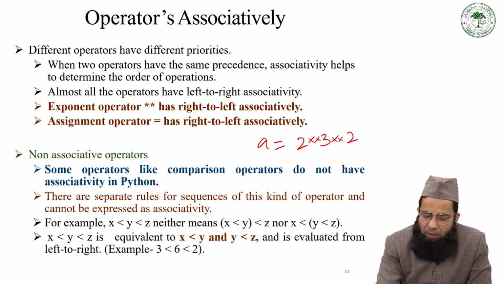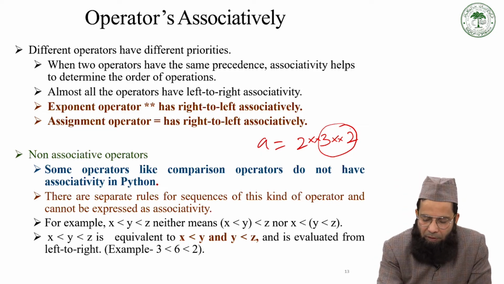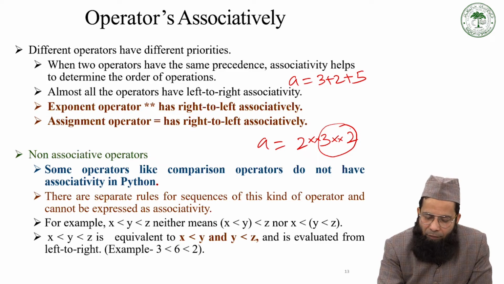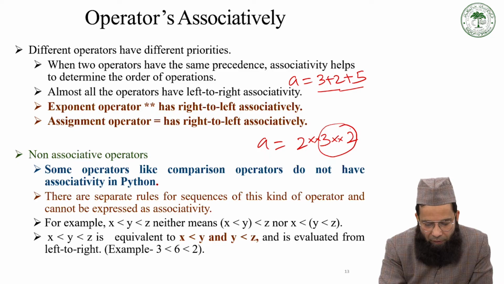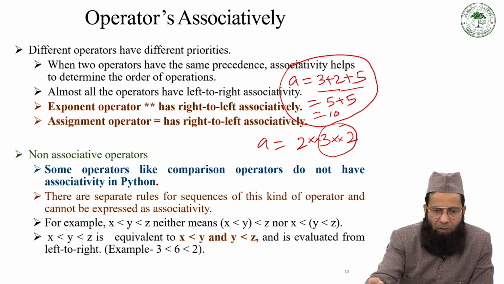In this case, this will be executed first. Let me correct one thing. In the previous calculation, I said that A is equal to, suppose, 3 plus 2 plus 5. In this case, it will be executed left to right. So first 3 plus 2 would be executed, then the result plus 5: 3 plus 2 is 5, then 5 plus 5. In this manner, it will be executed. I said it wrong in the previous slide.